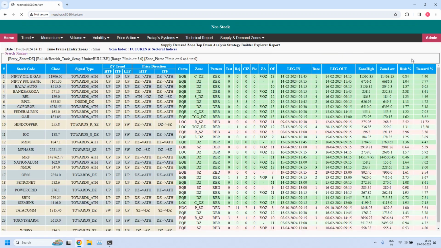Now let us filter the list. Now the list is reduced. Reduced to 24 stocks. All these 24 stocks are having a minimum of 3% reward.